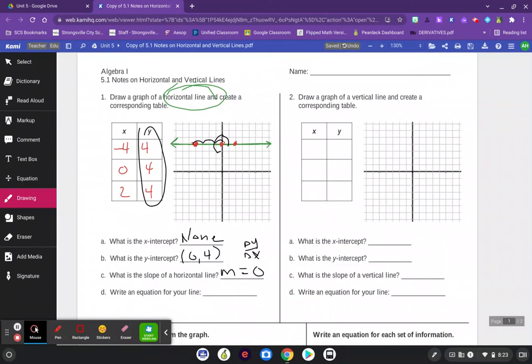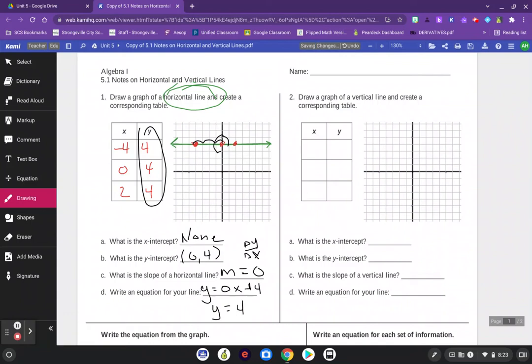And the equation for my line then would be y equals mx plus b. Well, m is 0, so 0x plus 4. And 0 times x is just 0. So I really could just write y equals 4. Okay. And what I notice again is that all y values are the same. And so this equation is like saying, well, all my y values are 4. So I'm going to write the equation y equals 4.